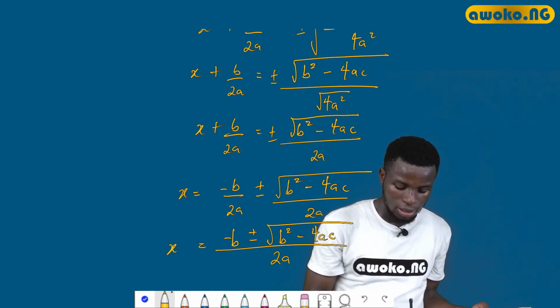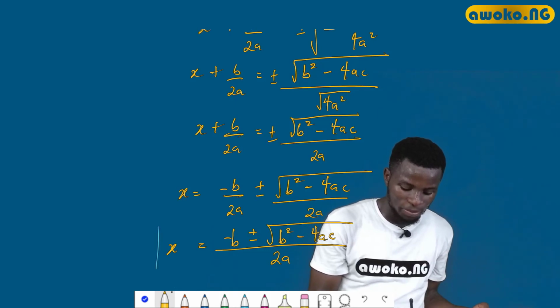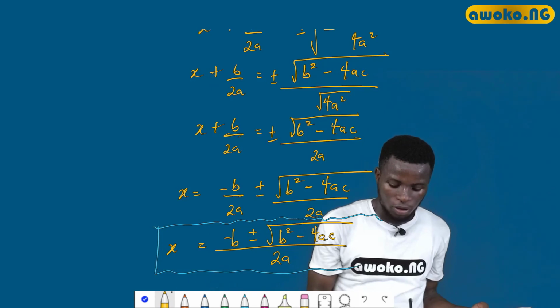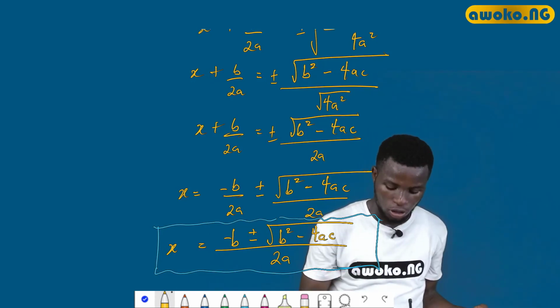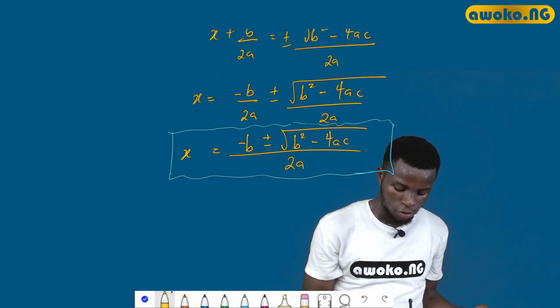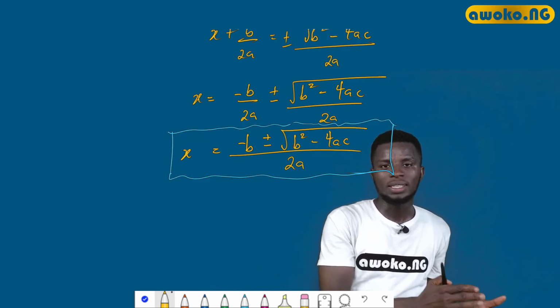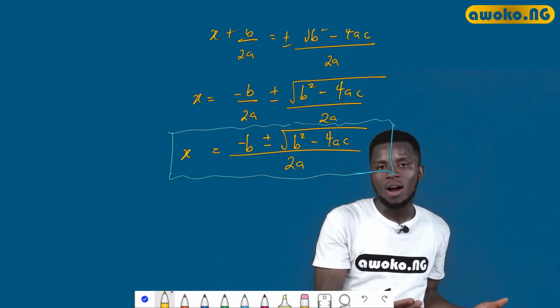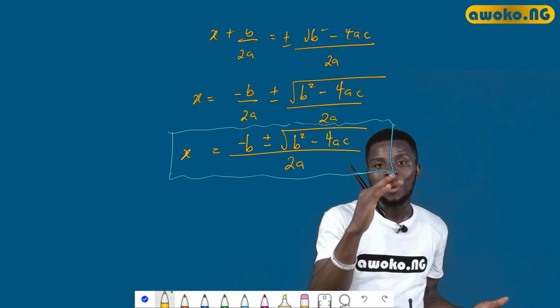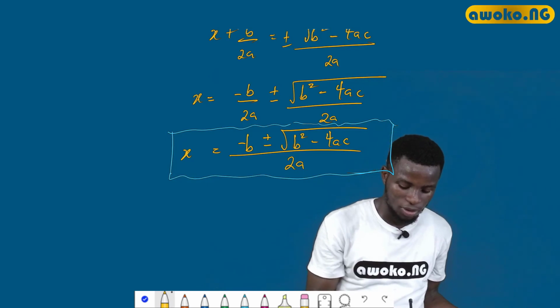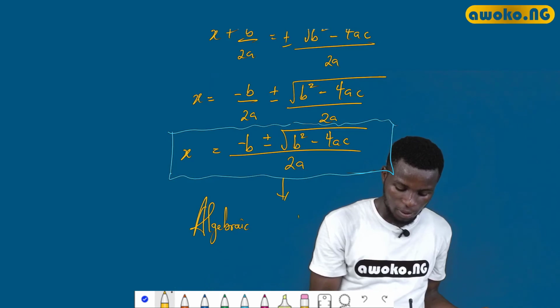And this serves as our general form of the quadratic formula, which is also called the algebraic formula. So you will realize that the completing the square method is a link to getting our almighty formula, or algebraic formula, as the case may be. So this is the algebraic formula.